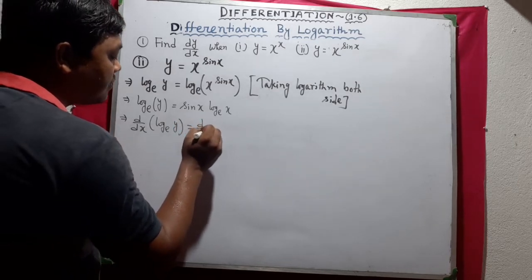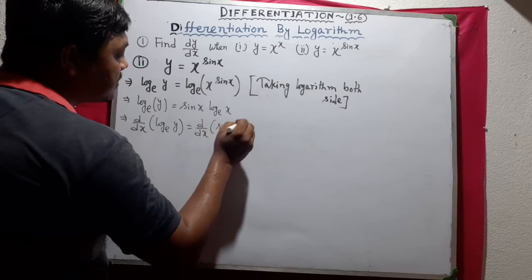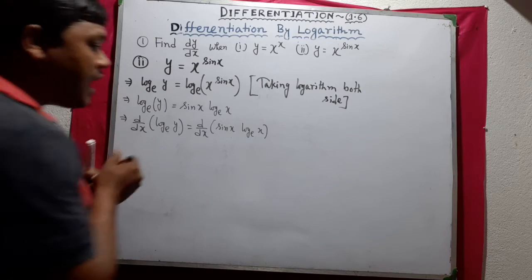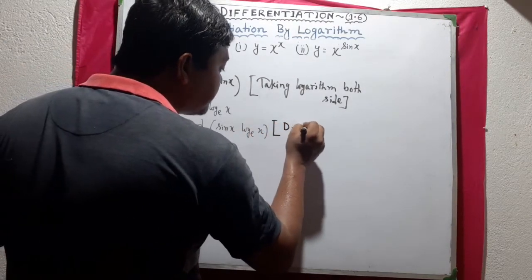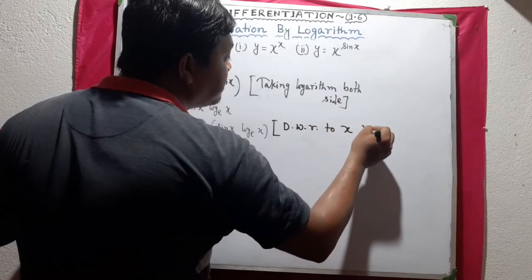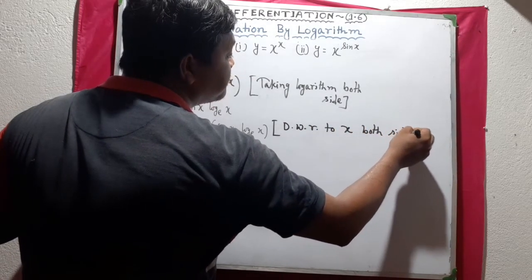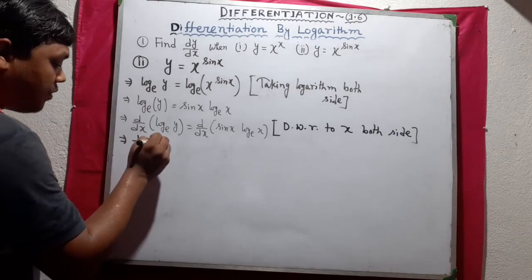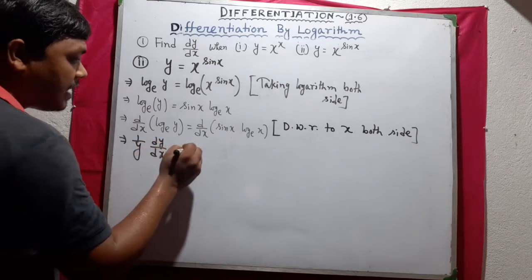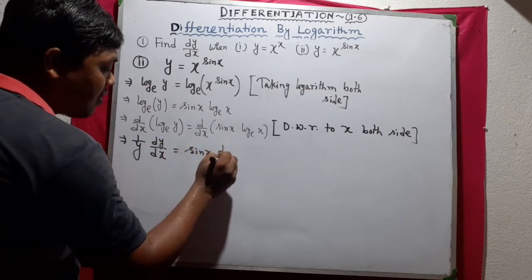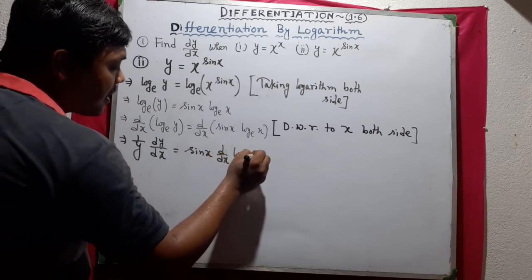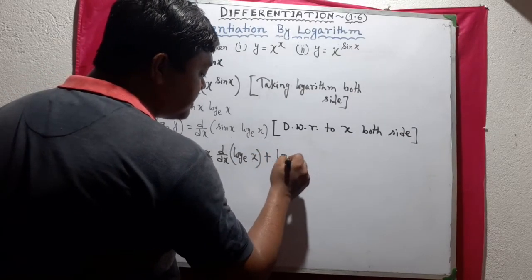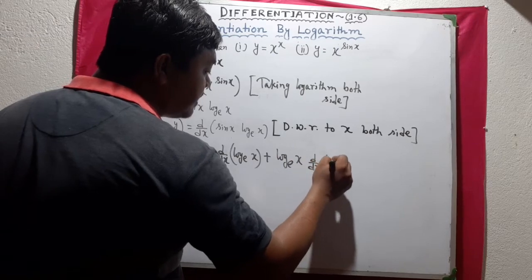d/dx of log y equals d/dx of sin x log x base e. So you have to write down here, differentiate with respect to x both sides. So next, that gives 1 by y dy dx equals sin x d/dx of log x base e plus log x base e d/dx of sin x.